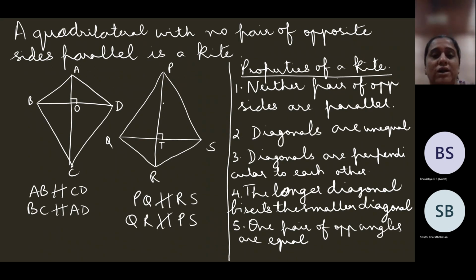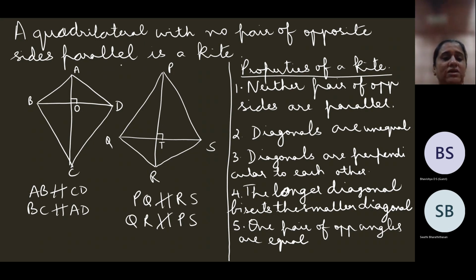All right, so a quadrilateral with no pair of opposite sides parallel is a kite. A kite is a four-sided polygon in which no pair of opposite sides is parallel. So the opposite sides here are AB and CD. They are not parallel to one another. Similarly, AD and BC are the opposite sides. They are not parallel to one another. So that's what I've written here below.